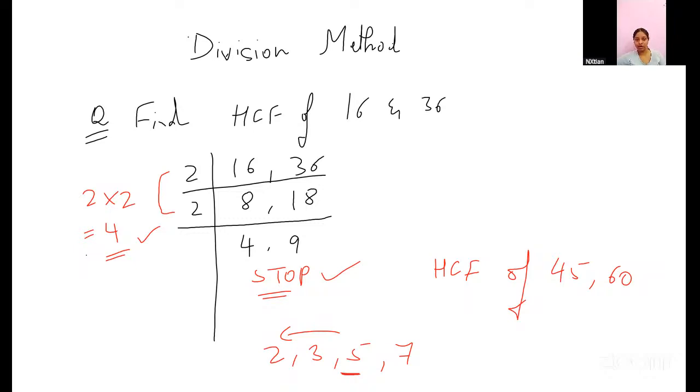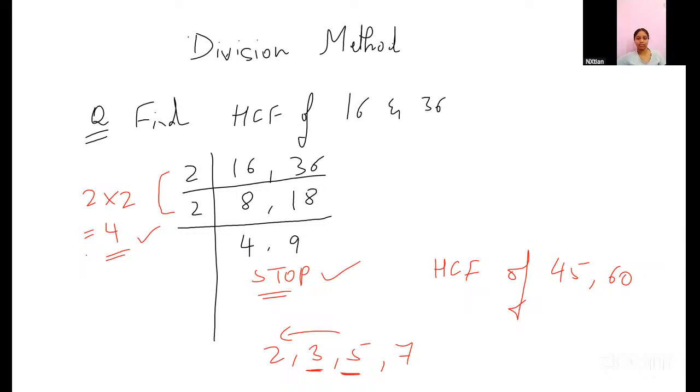So first we'll take the smallest number that divides both 45 and 60. If you check, 3 can divide both 45 and 60. So first we take 3, okay? And then with 3 we do it, and later, if 3 is unable to divide, then we will move on to 5. Got it? So you can change it. Okay, take 3 first.